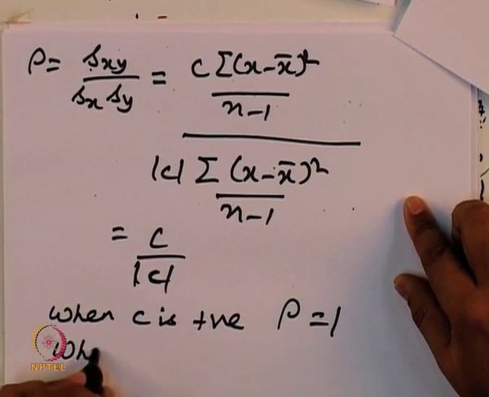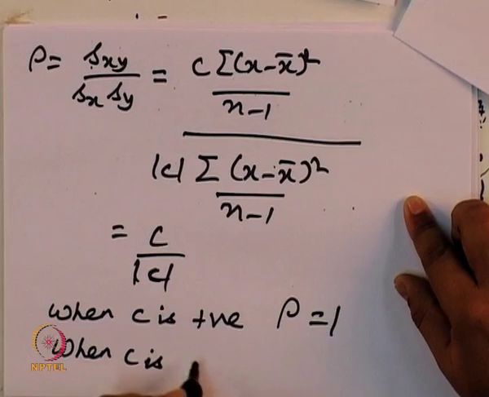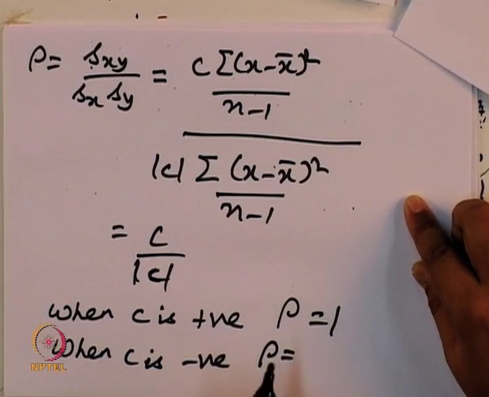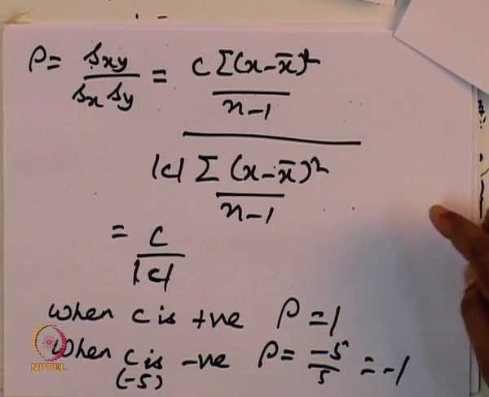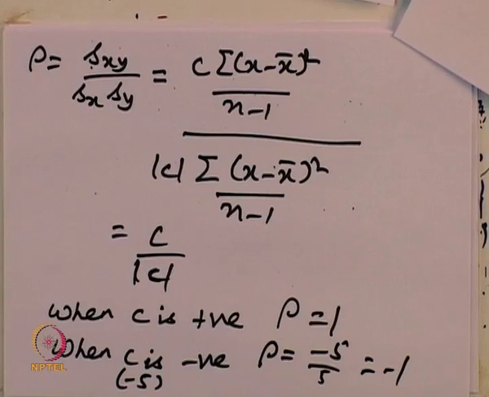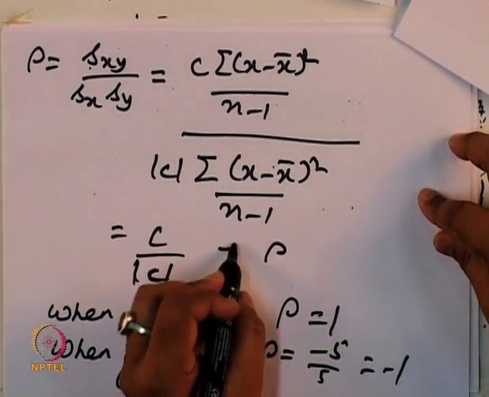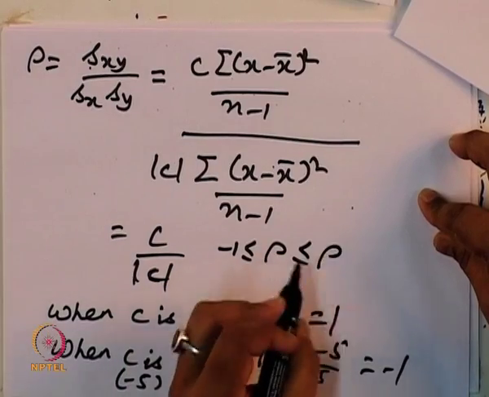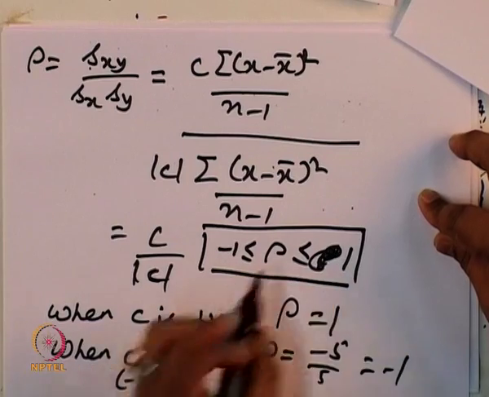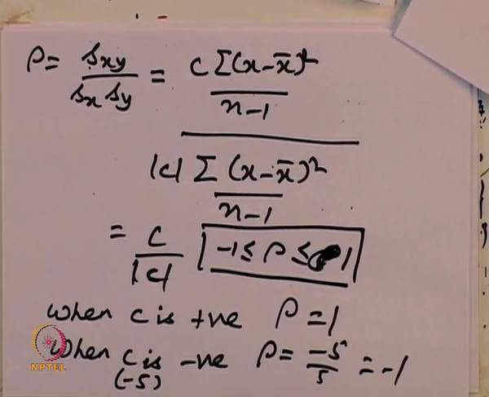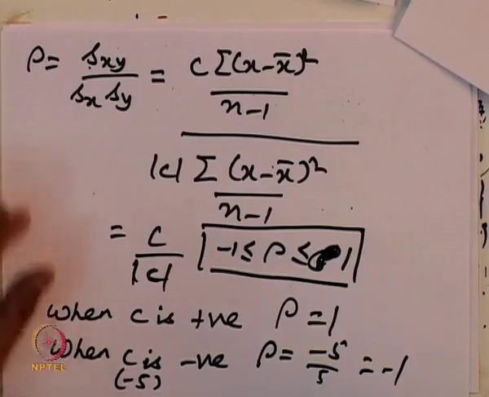When c is negative, rho is going to be, let us say the example is minus 5 by 5, equal to minus 1. This tells you that your rho, the correlation coefficient, is bounded within the following limits. Okay. Rho is bounded between minus 1 and plus 1. Okay. So, this is the value of the correlation coefficient.